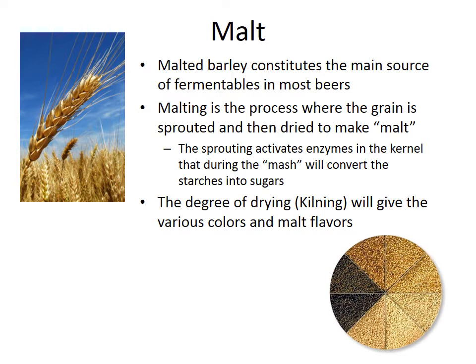It's the process of sprouting that activates enzymes in that kernel that we use later in our brewing process to basically cut, through an enzymatic reaction, the long chain starches into simpler sugars that the yeast can use during their fermentation process to convert to ethanol and carbon dioxide that gives us the fizz. The process of that drying, known as kilning, gives us the various colors in the barley that you can see in that color wheel, and also develops the flavors that give the distinctive characters to the different styles of beer.